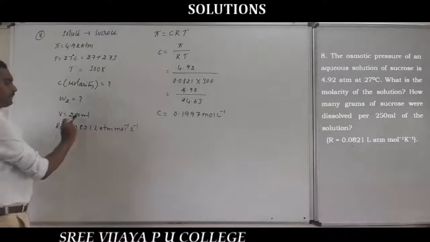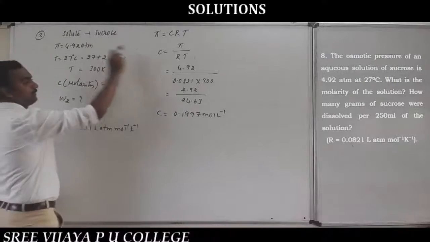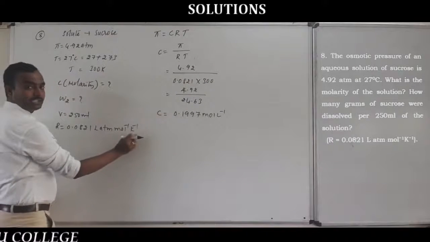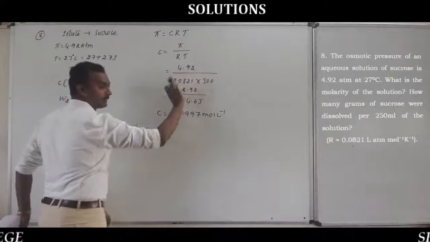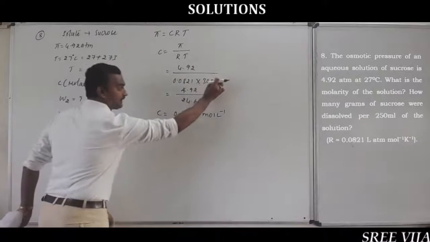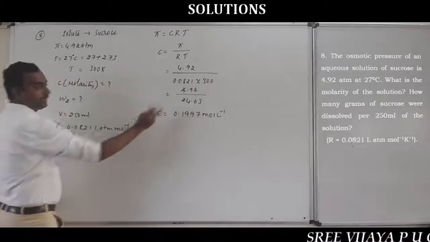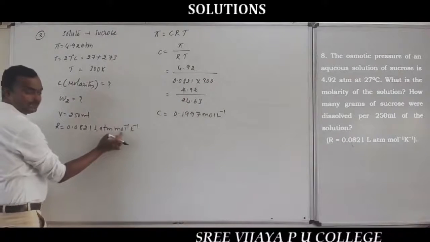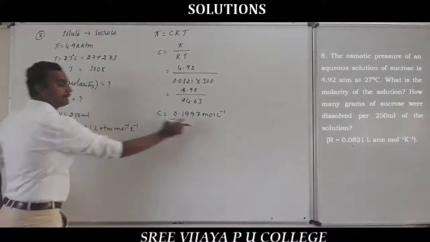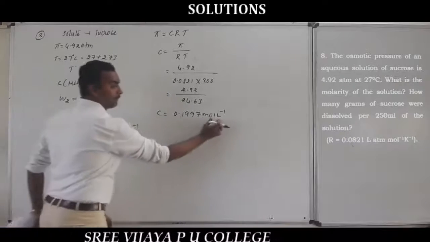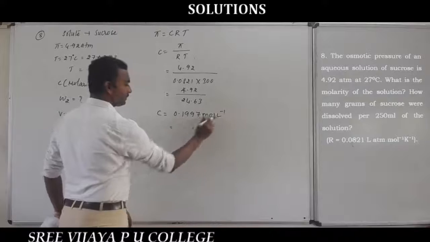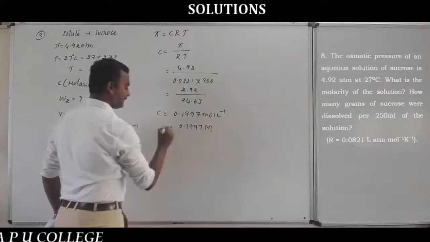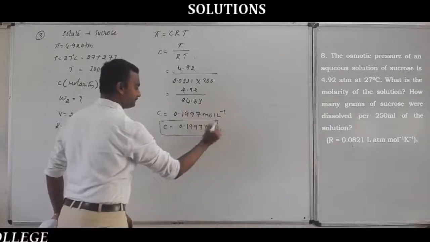So repeat once again, 4.92 atmosphere. The R value is 0.0821 liter atmosphere per mole per Kelvin. So atmosphere cancels. Here the temperature is 300 Kelvin, and here per Kelvin, so per Kelvin cancels. What remains in the denominator is liter and per mole. Per mole coming up becomes mole, liter coming up becomes per liter. So that is equal to 0.1997 mole per liter, simply 0.1997 capital M. That is the concentration, molarity.